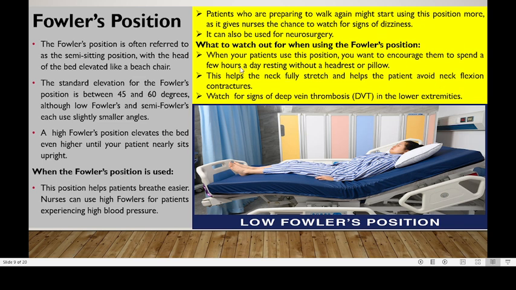What to watch for when your patients use this position is that you want to encourage them to spend a few hours a day resting without a headrest or a pillow. This helps the neck fully stretch and helps the patient avoid neck flexion contractures. You also need to watch for signs of DVT in the lower extremities.